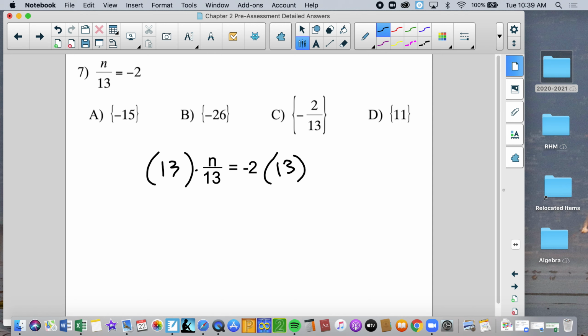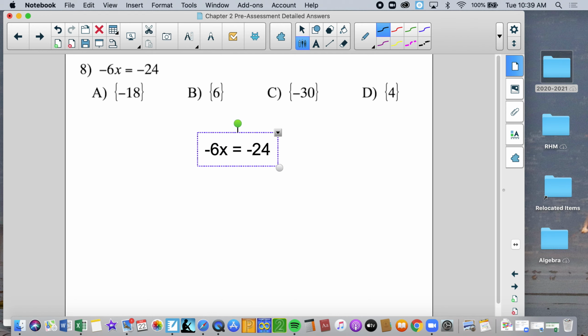Anytime we have 13 in the denominator and 13 in the numerator, it isolates our variable. That's why we chose that inverse operation. Negative 2 times 13 is negative 26. A negative times a positive is always going to give you a negative. So we're back to B as being our solution again.